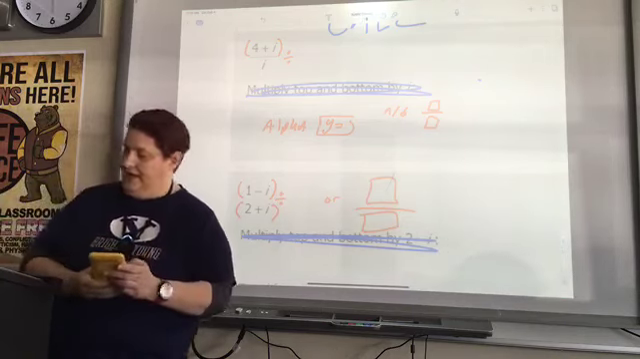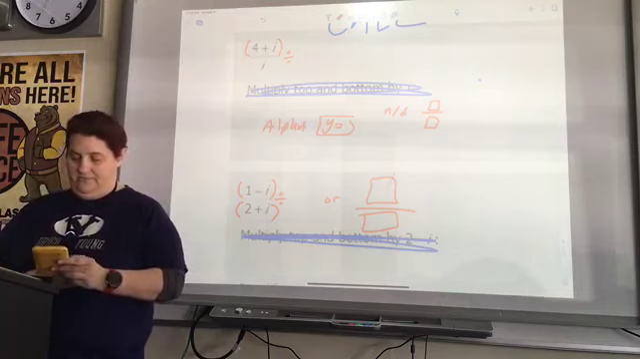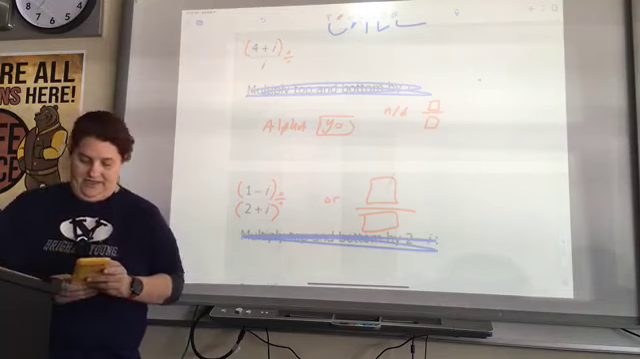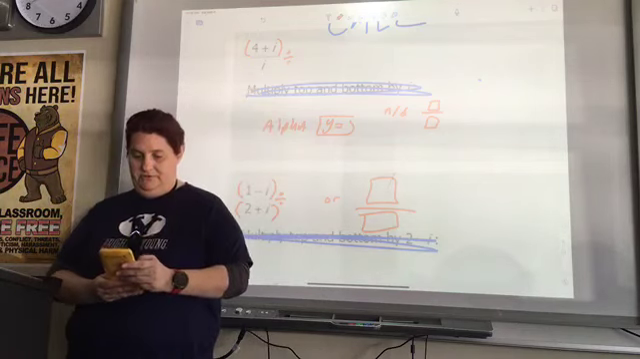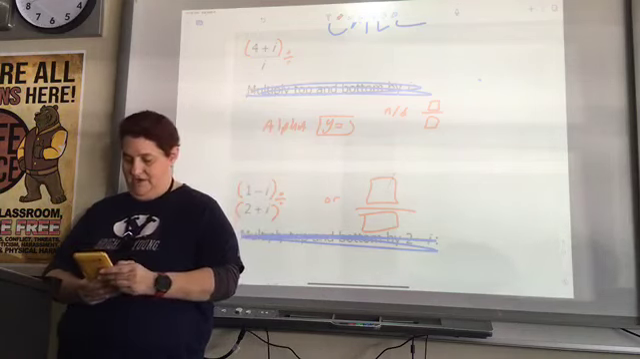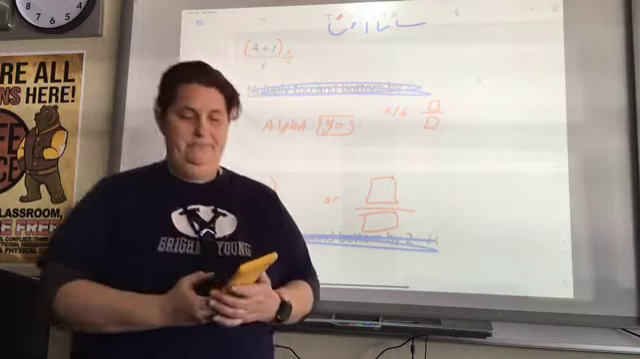So go ahead and do that on your calculator. Show it both ways. 4 plus i divided by i. And do this as a fraction: 1 minus i over 2 plus i.